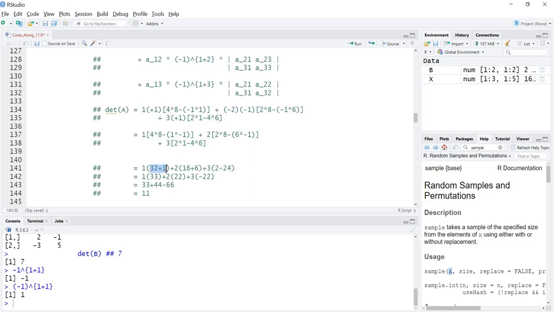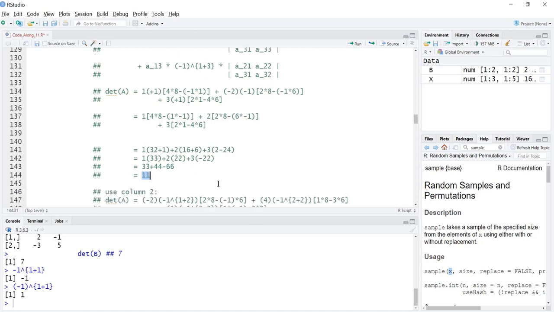So 32 plus 1 is 33. 16 plus 6 is 22. 2 minus 24 is minus 22. So 1 times 33 here is 33. 2 times 22 is 44. And 3 times negative 22 is negative 66. This comes out to be positive 11. That's my determinant. All that to get that one number.